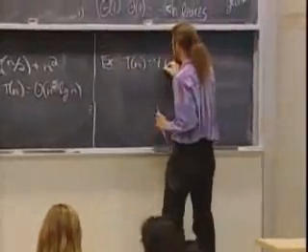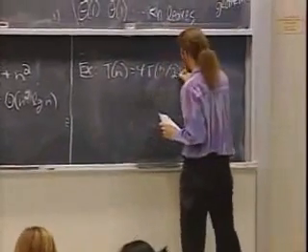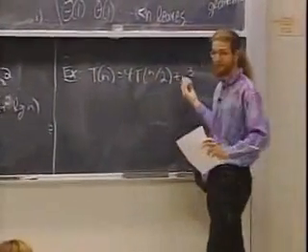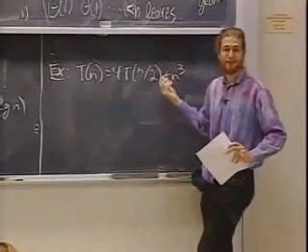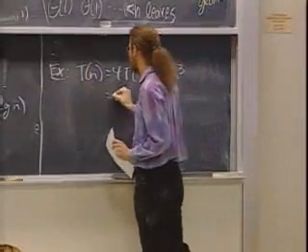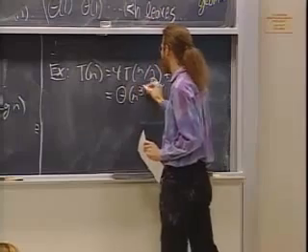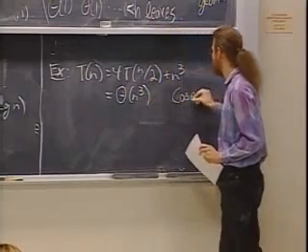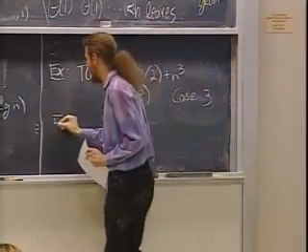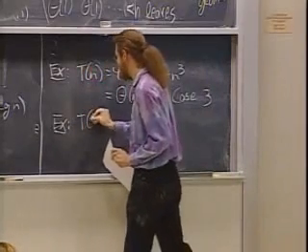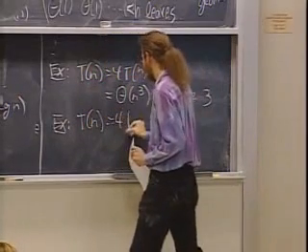T of n is 4 times T of n over 2 plus n cubed. What's the answer? n cubed. This is case 3. Okay, I know this is pretty boring. At this point, we're just applying this stupid theorem.